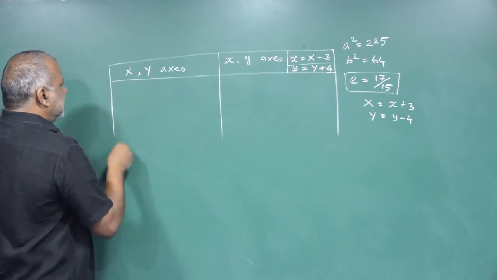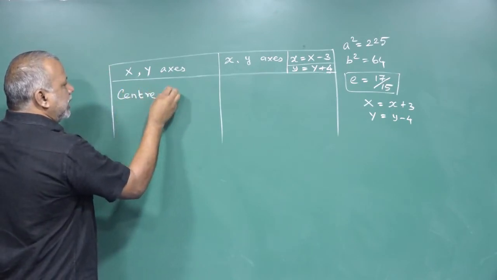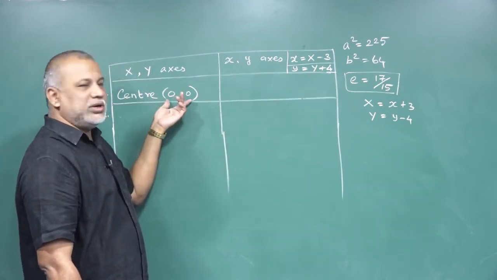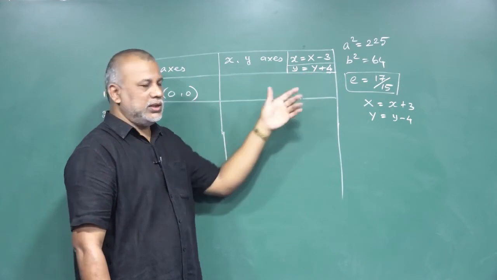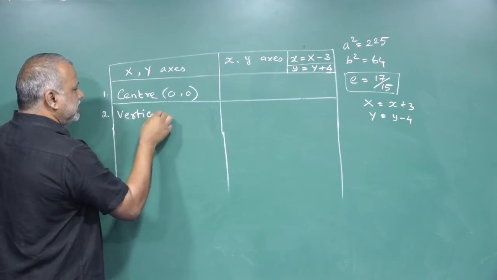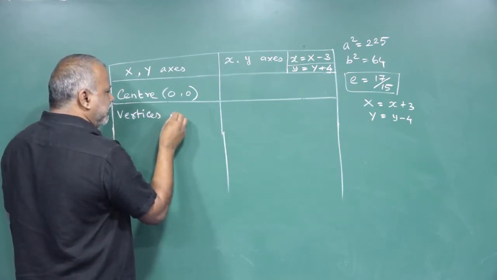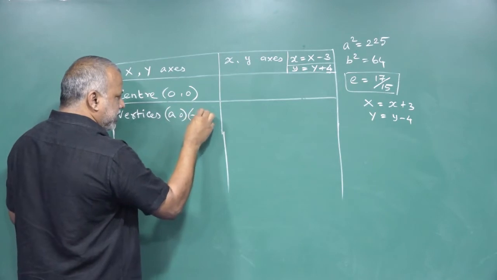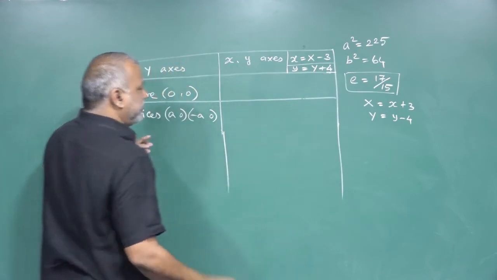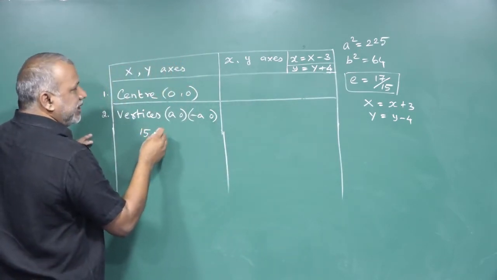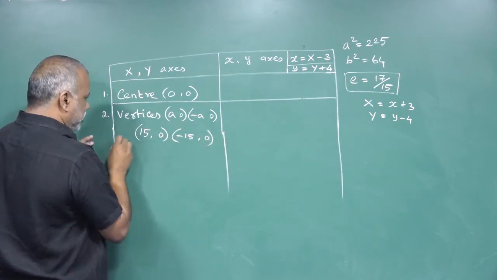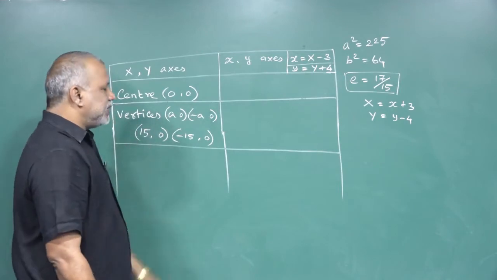See, what is the first result? Center. With reference to capital X, capital Y, center is 0, 0. Now we have worked out the center, see 0, 0. After that we are able to convert this one. Now the second result is vertices. For the vertices, what is the general formula? A, 0 and minus A, 0. Now what is the value of A here? A square equal to 225. Therefore we can get 15, 0 and minus 15, 0. This is the value of the vertices.